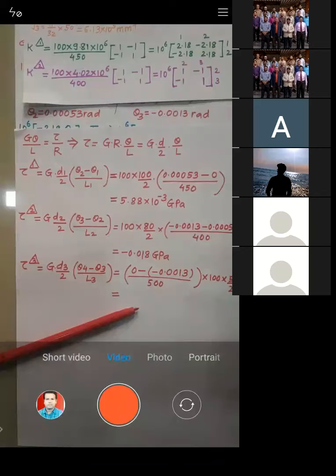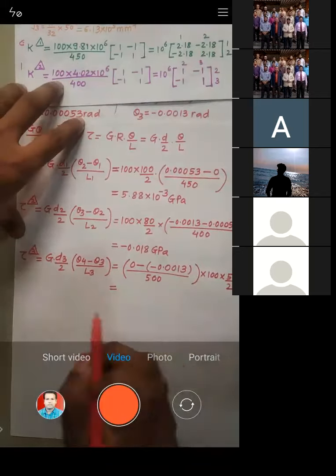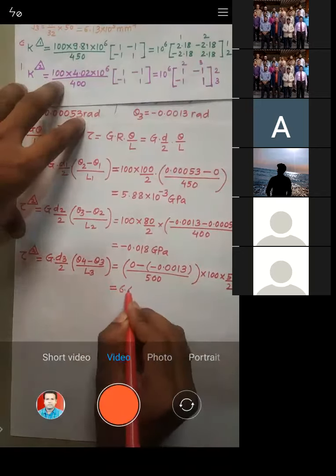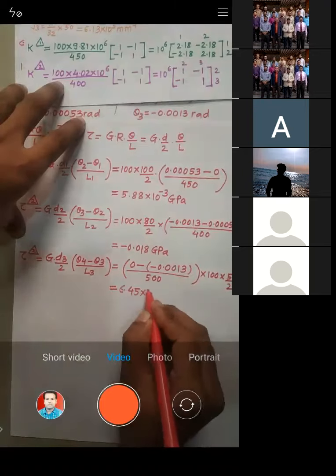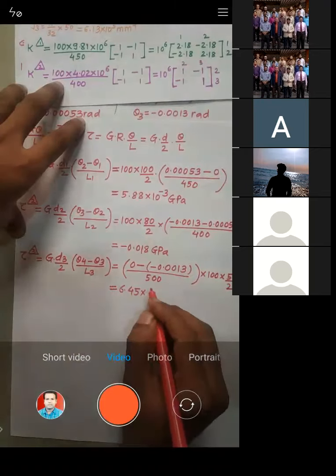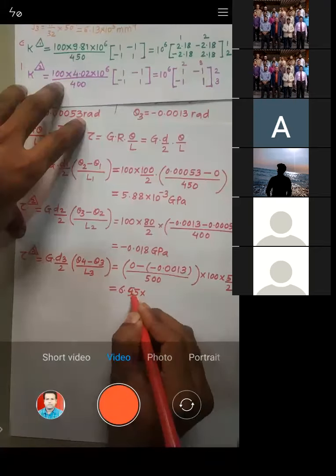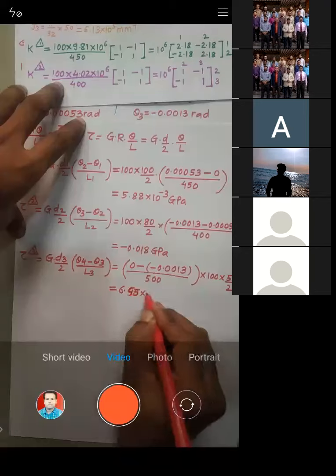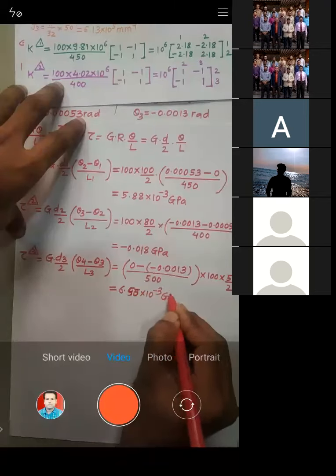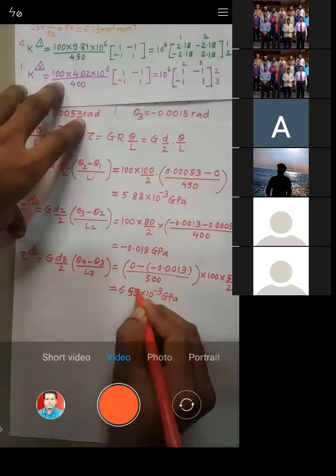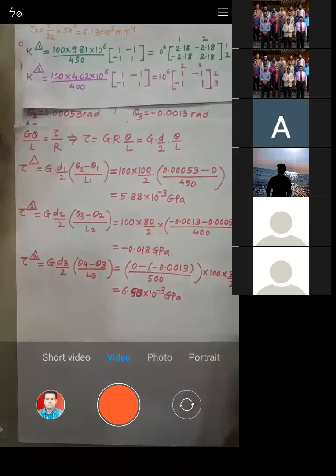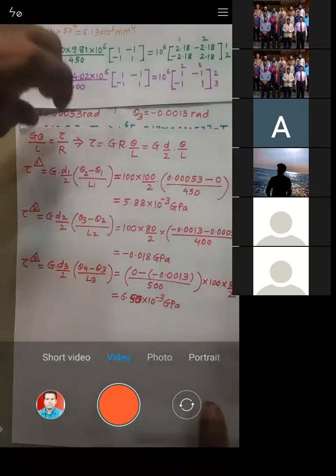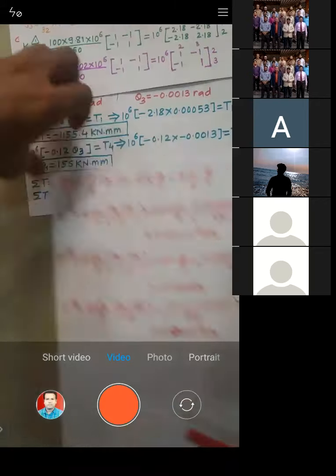6.5 into 10 raised to minus 3. 6.5 into 10 raised to minus 3 gigapascal. Okay, is that okay now, all of you? Right? So this is how we have finished.